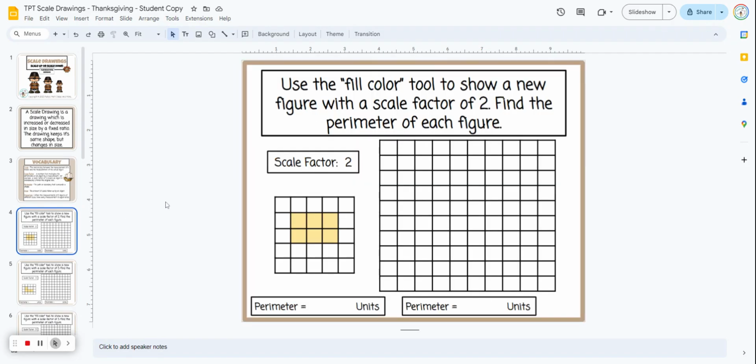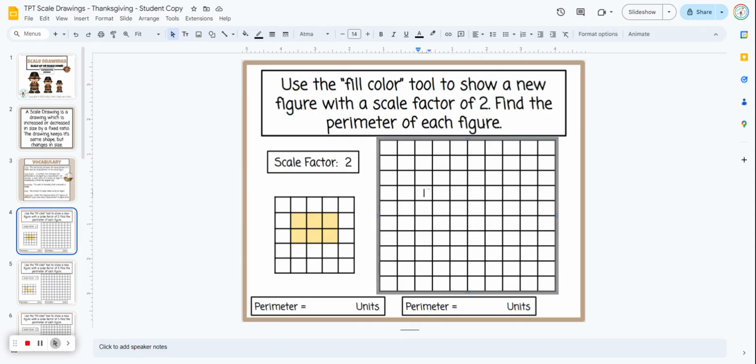They're going to start on slide 4, so they're given a rectangle shape here, and they have to scale this shape up by a scale factor of 2. That means they're going to count the units on each side, and they're going to multiply by 2. So instead of a 3 by 2 rectangle, it will now be a 6 by 4. So to do this, they just click and hold in one of the squares they want to color in, and then they're going to scroll across until they have all of the squares that they want to shade in.